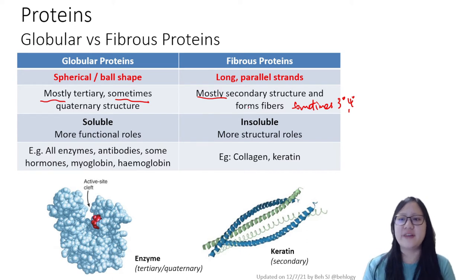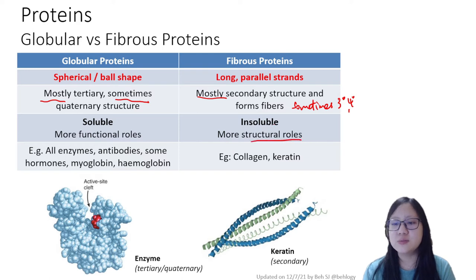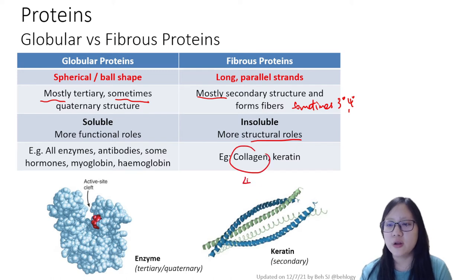However, when we look at fibrous proteins, because of their insoluble nature, it makes sense that they take on more structural roles. And this is because it's insoluble, right? It's steady, it's rigid, it may have high tensile strength, and therefore it's very suitable for a structural role. It's not soluble in water. Now, examples for this are collagen and keratin. Keratin, you can see here, is a secondary structure, but collagen that we're going to learn will have a quaternary structure, and we'll look at it later.